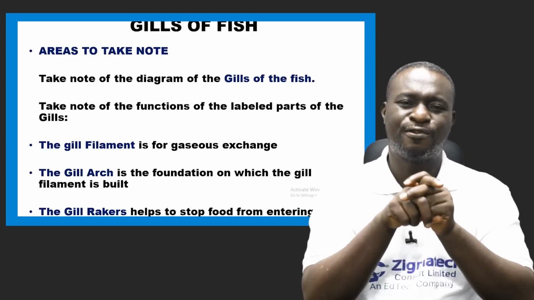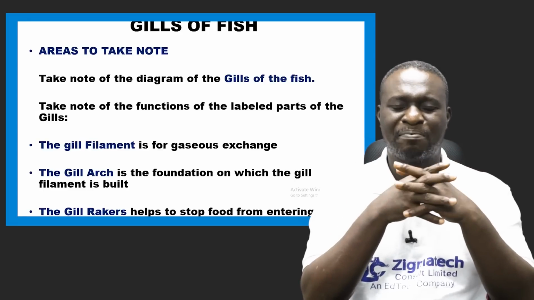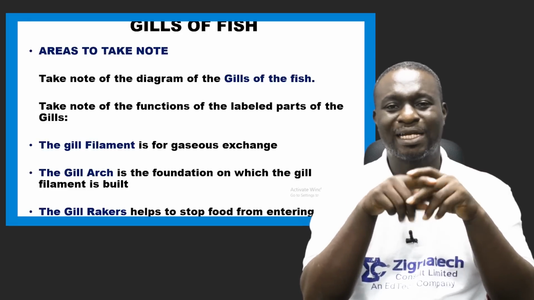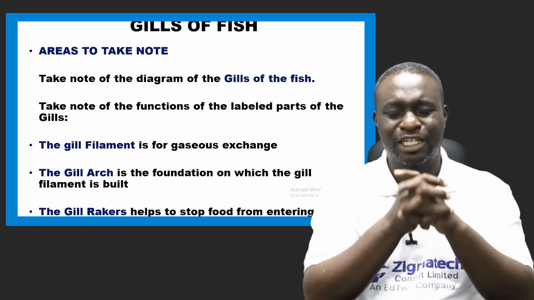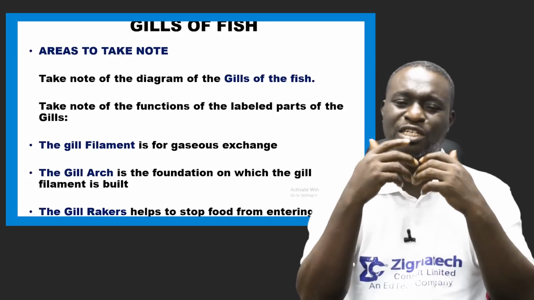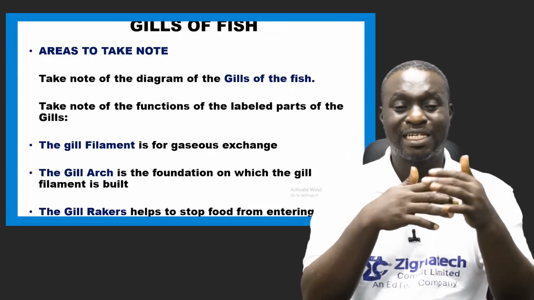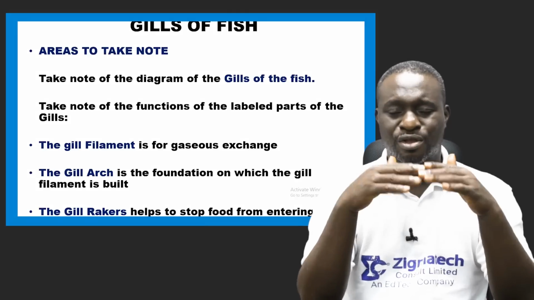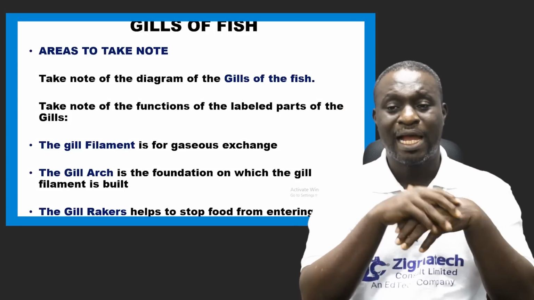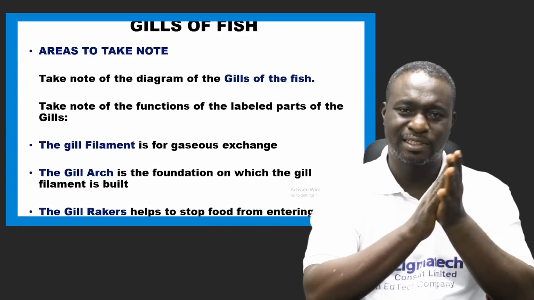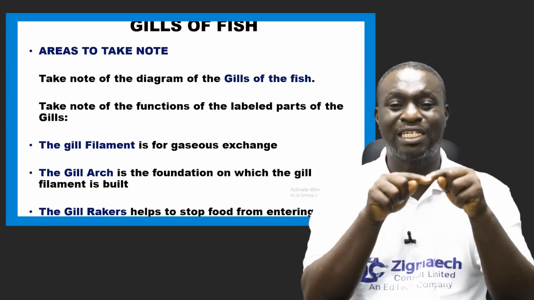So what is the function of the gill filament? The gill filament is the part of the gills where gaseous exchange takes place. The gill arc is the foundation on which the gill filament is built. It is the base on which the gill filament is built. And then we also have the gill rakers. The gill rakers help to stop food from entering into the gill chamber.